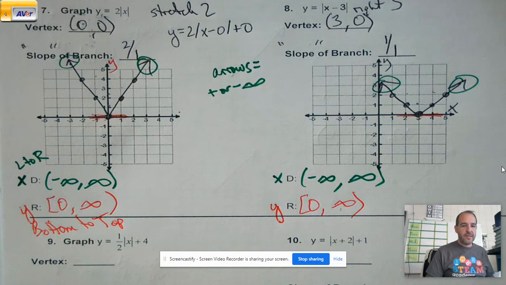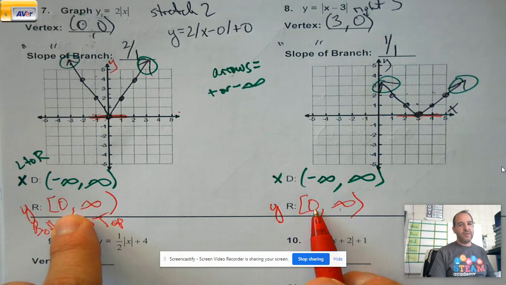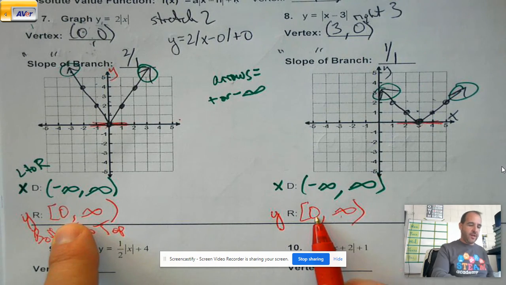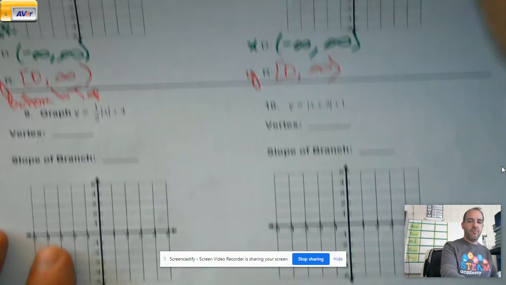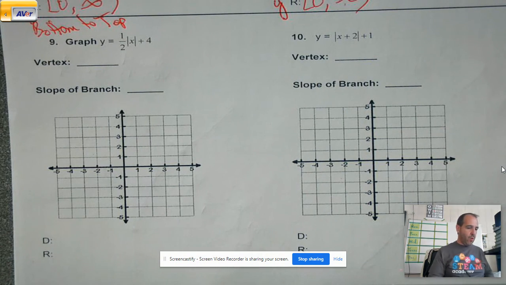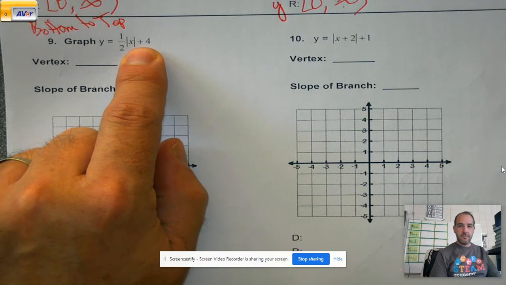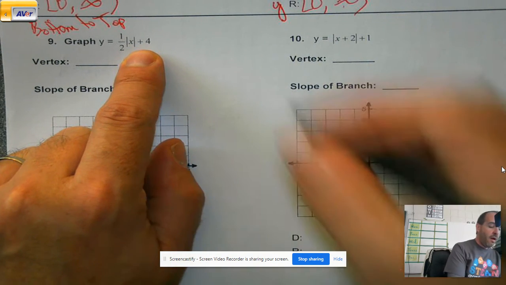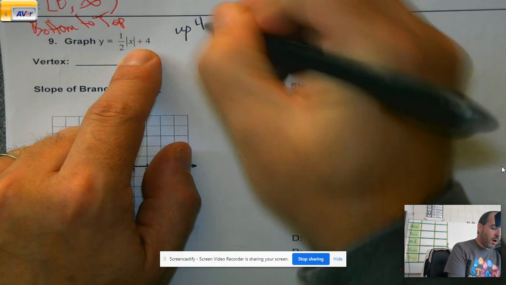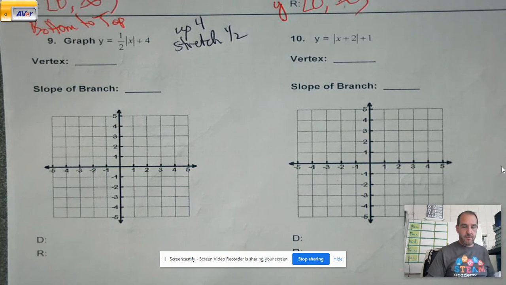Because notice, what have we done so far? Okay, we've moved right, it didn't affect the range. We've moved nothing, we stretched. It didn't affect the range. What affects the range? Well, let's see. Oh, fractions, don't freak out. No worries. Okay, what do we got here? What's the plus 4 represent? Up 4. We're going to stretch by a half.